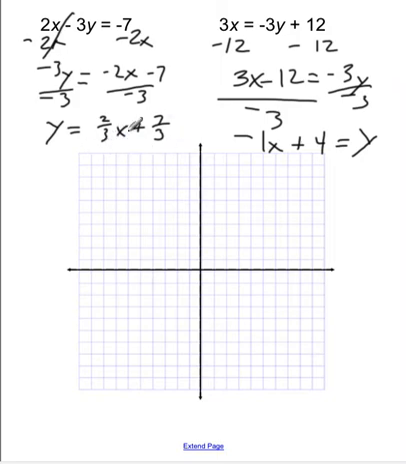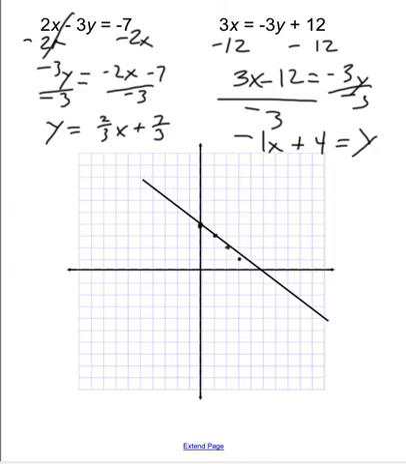So now I can either estimate this or I can try to choose numbers that are going to give me whole number values, but I'm going to go ahead and first graph this one because it's a little bit easier. Y-intercept is at 4, slope is negative 1, so it's going to be this way. If I use my ruler tool, get it just right.